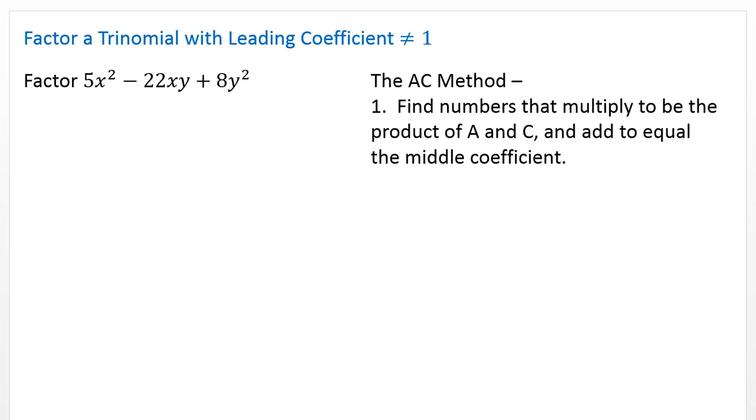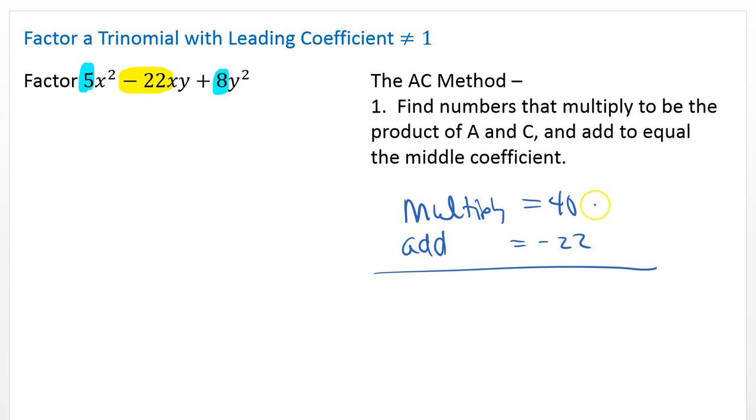And with the AC method, the very first step is you find numbers that multiply to be the product of A and C. So in our particular problem, our A is 5 and our C is 8. So if I find numbers that multiply to equal 40, and at the same time, the two numbers need to add to equal the middle coefficient, which is negative 22. Okay, now the only way you're going to come up with two numbers that multiply to be a positive number and add to be a negative number is if they're both negative.